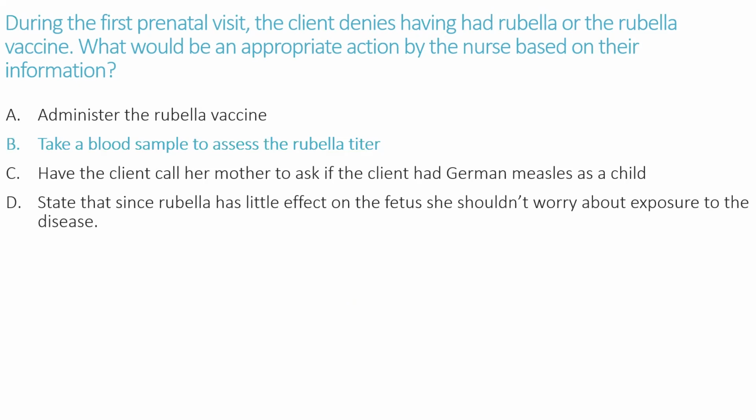For rubella, patients who are not immune should receive the vaccination during postpartum, so after delivery has occurred, because we want to protect future pregnancies while not affecting our current pregnancy, okay? So if you just want to write down: rubella vaccine postpartum if not had.